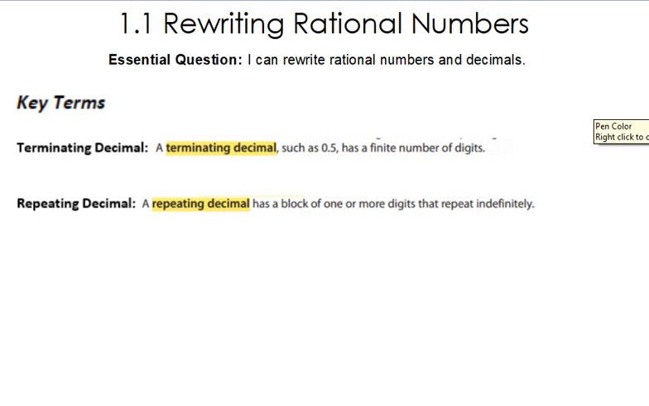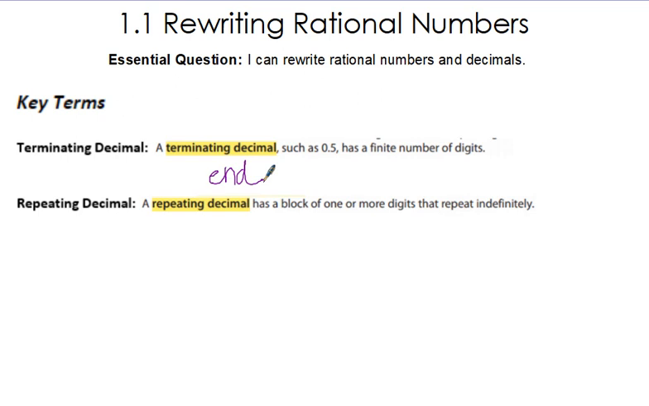So key terms, a terminating decimal. A terminating decimal such as 5/10 has a finite number of digits, meaning it ends. Okay? Terminating decimals end. That's what the word terminate means, right? End something. Your job is terminated. That position is terminated. The building is being terminated. The Terminator was there to end things, right? So that's what that means.